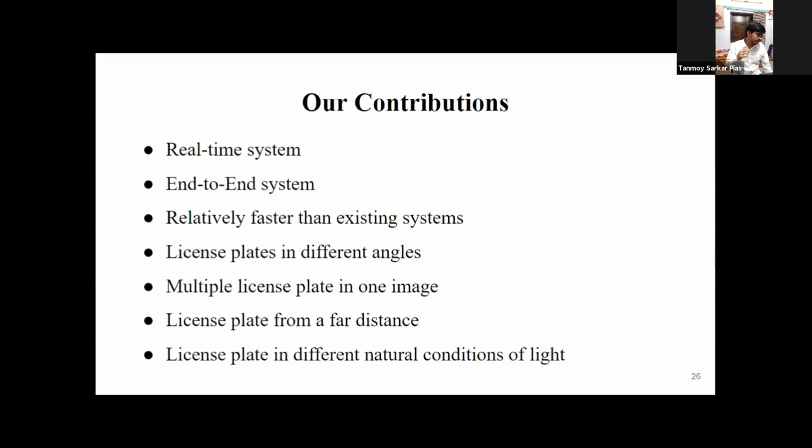If we summarize our contribution, this is a real-time, end-to-end system, relatively faster than existing systems, and we can capture license plates at different angles. We can capture multiple license plates from one image. And if the vehicle is far away, we can also capture it with a high resolution camera. We also introduced most of the natural light conditions to get diverse data. So these are the major contributions of this research.